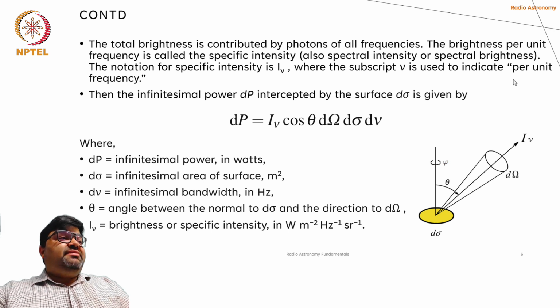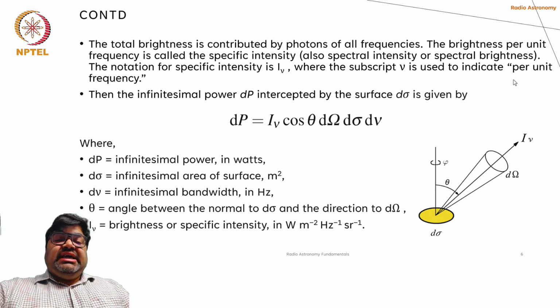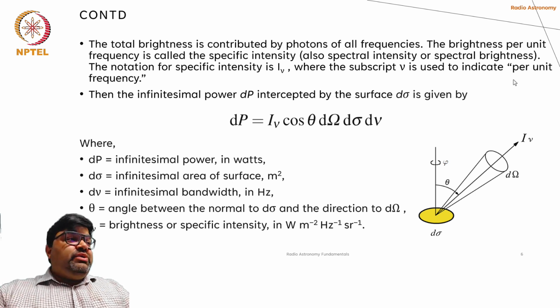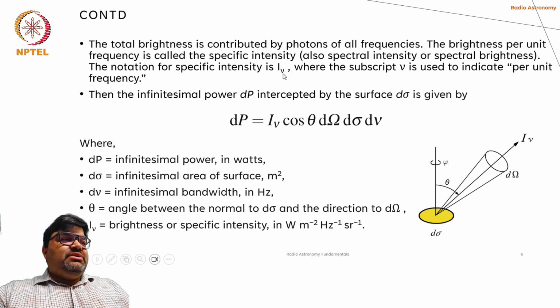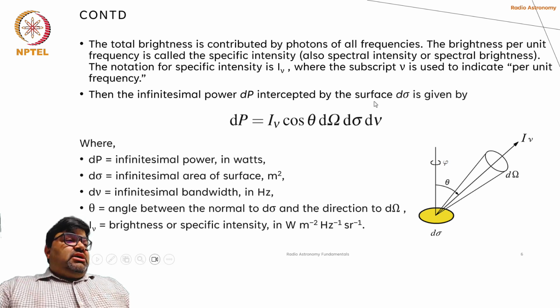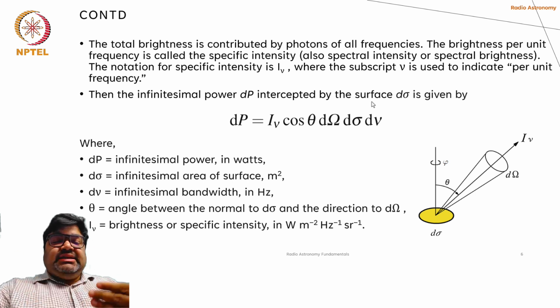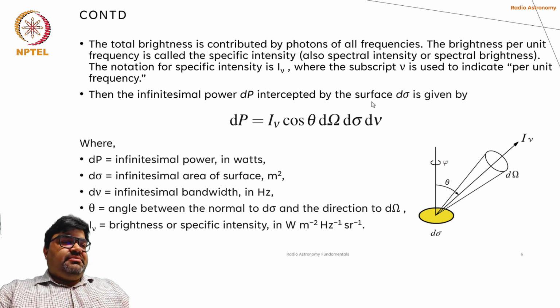The brightness per unit frequency is called specific intensity. So brightness is the total contribution of all photons emitted in all possible frequencies. Brightness per unit frequency range is called specific intensity, also called spectral intensity, also called spectral brightness, depending on who writes the book. So the notation is I sub nu, where the subscript nu is used to indicate per unit frequency range. So that's the definition. Let's go a little bit further and try to understand. We'll come back and explain it more lucidly. So I nu is the specific intensity.